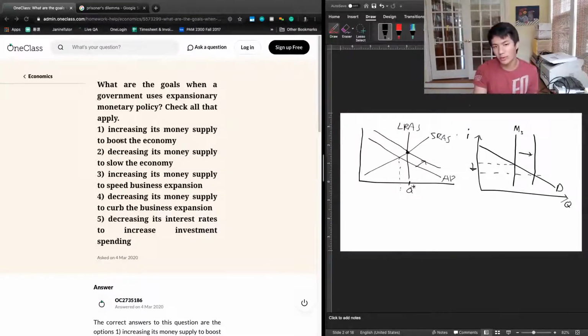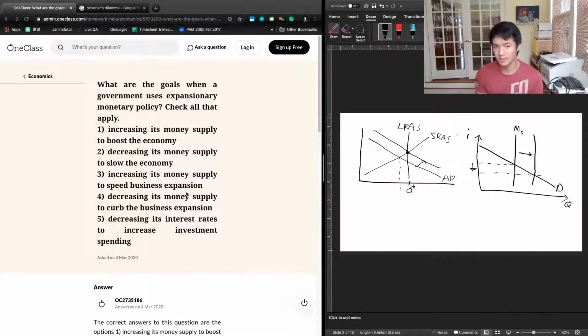So let's see which of these answer choices fits within that process, right? 1 says it wants to increase its money supply to boost the economy. Yes, that's steps 1 and 3. You're increasing the money supply, and step 3 is boosting the economy by increasing aggregate demand. So 1 is going to be the correct answer here for sure. 2 says decreasing its money supply to slow the economy. Right off the bat, we know that money supply isn't decreasing, it's increasing, so we can eliminate this answer choice.